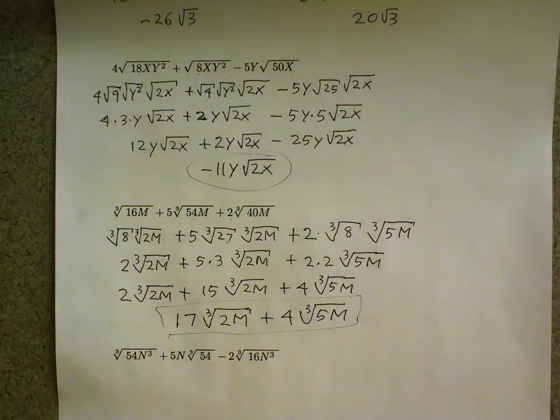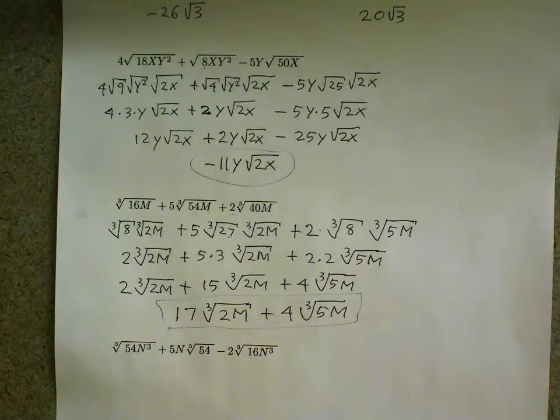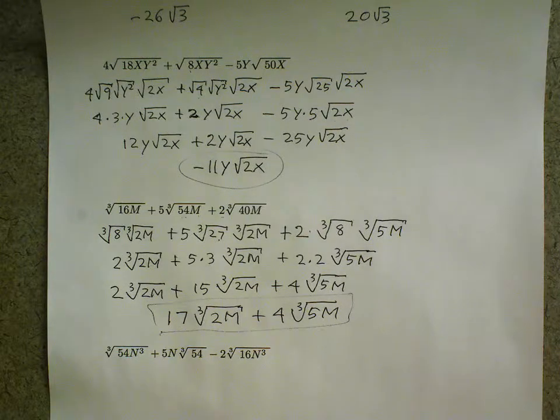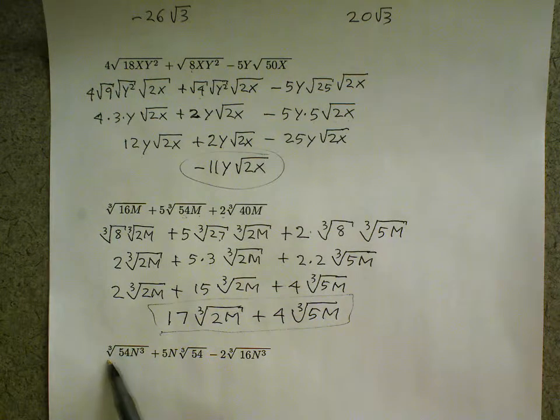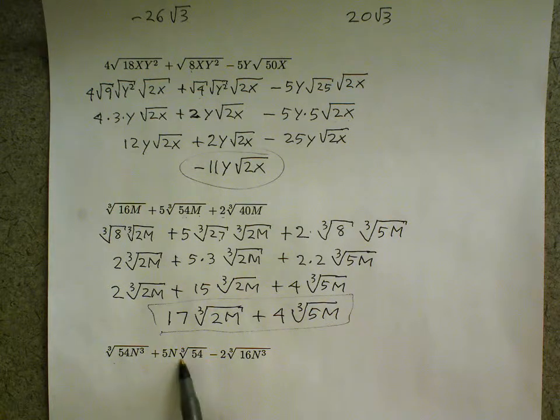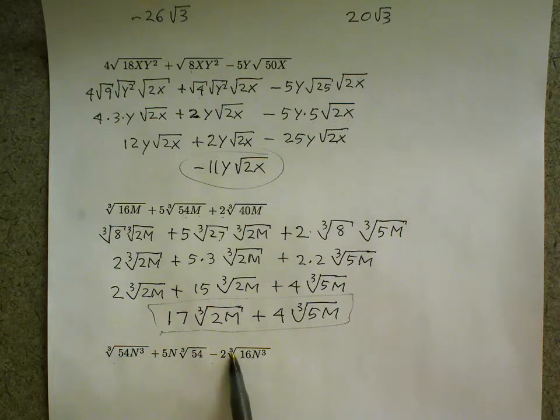Okay, the next example, the cube root of 54n to the third plus 5n times the cube root of 54 minus 2 times the cube root of 16n to the third.